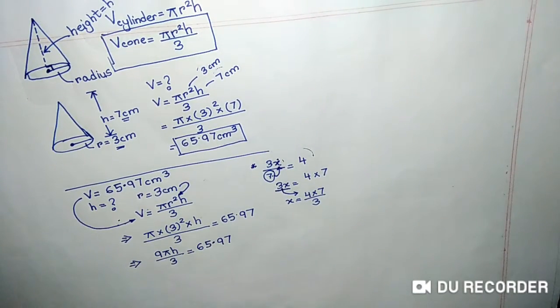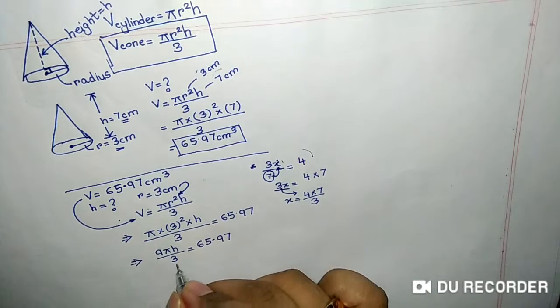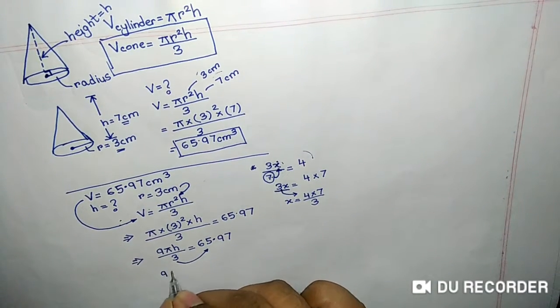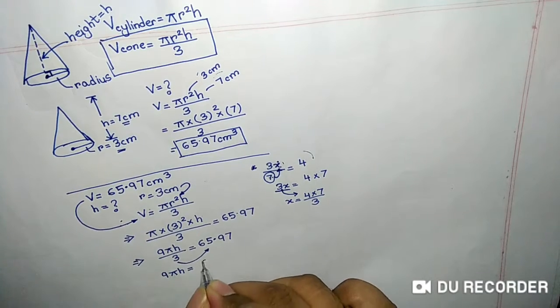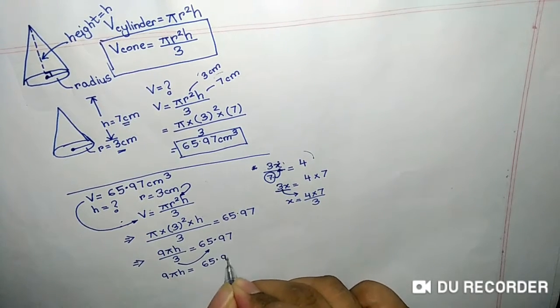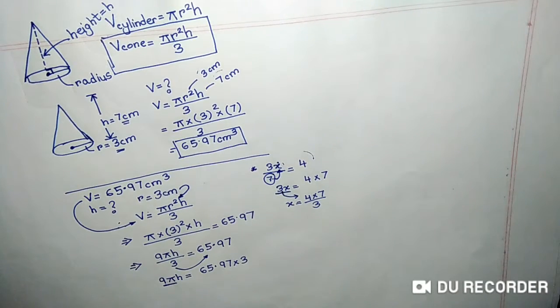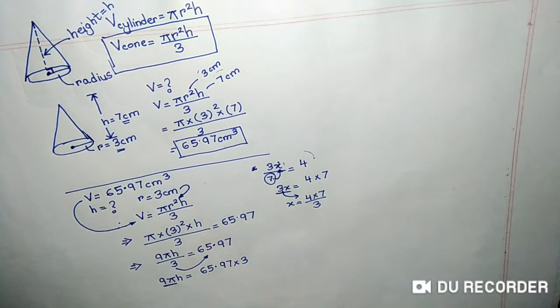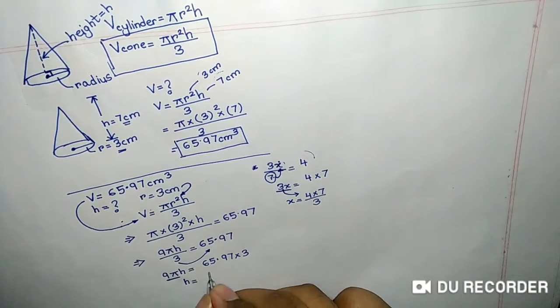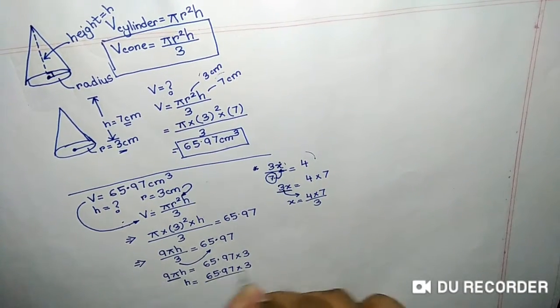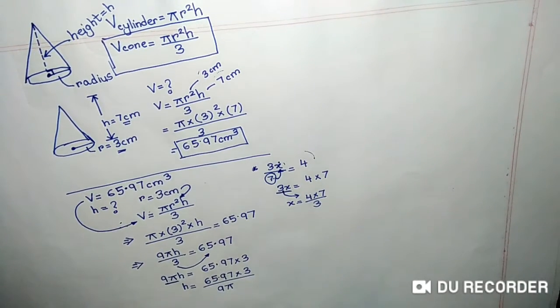65.97. So we know over here 3 is in the form of division. So it goes to the other side, becomes multiplication. So as a result we are going to have math like this, times 3. And 9 pi is in the form of multiplication, so it will go to the other side and it will become division. As a result, you will be ending up with an equation like this.